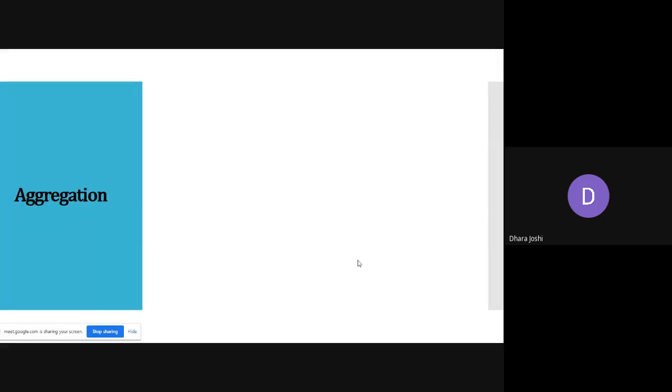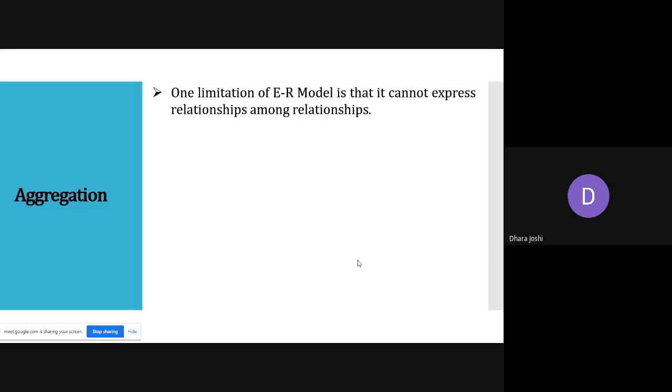Now we are moving towards the next concept called aggregation. Aggregation means to merge or combine something. The limitation of the ER model is that it cannot express relationships among relationships. Till now, whatever examples we have seen are ones where two entities are connected with one relationship, like teacher teaches student. Teacher and student are entities, and teaches is a relationship between these two. So till now we have studied this kind of relationship.